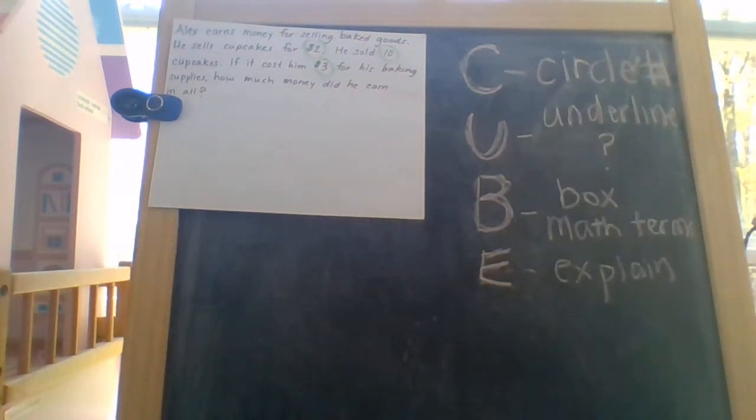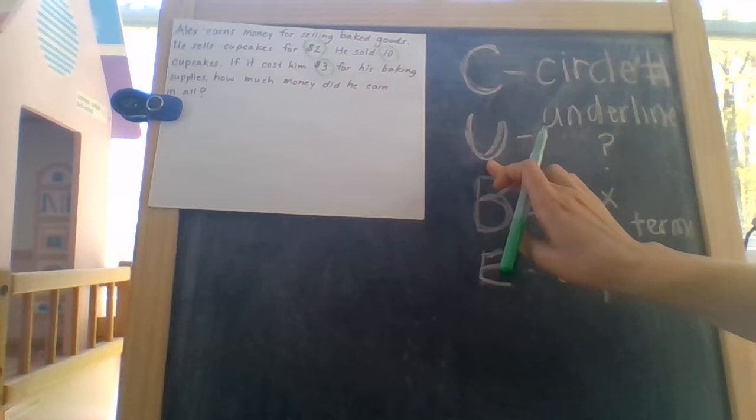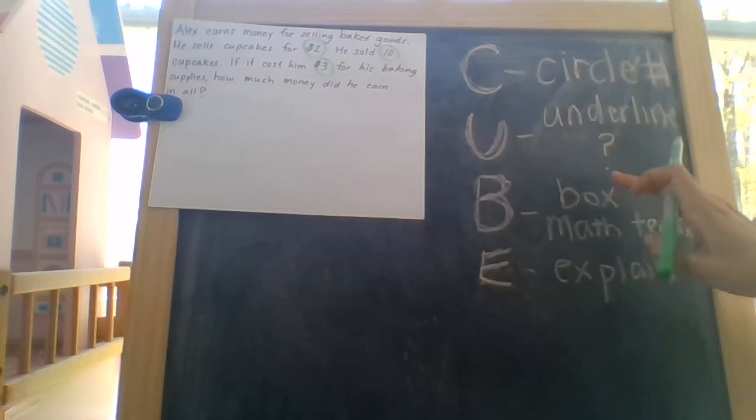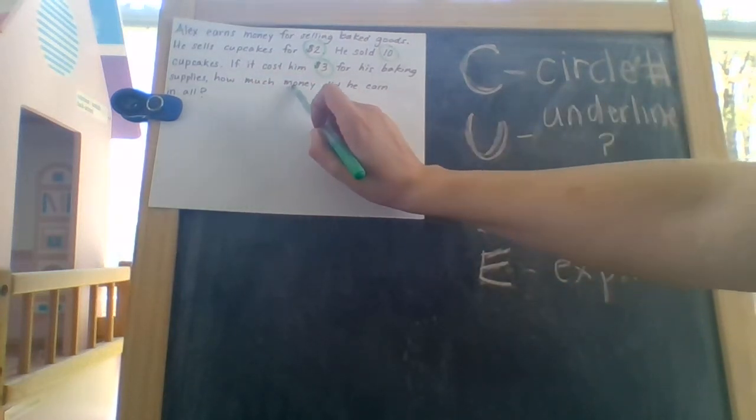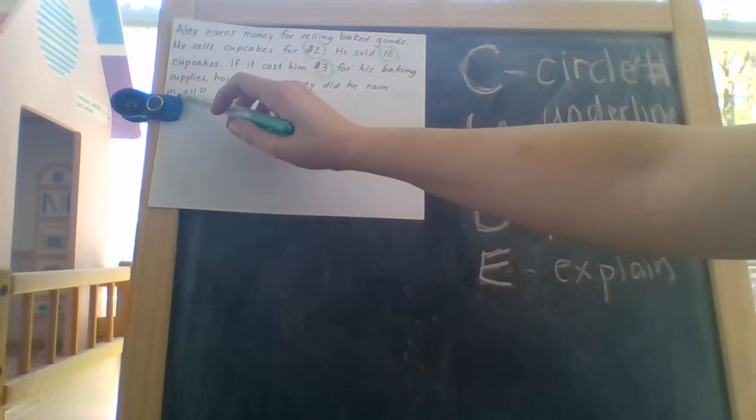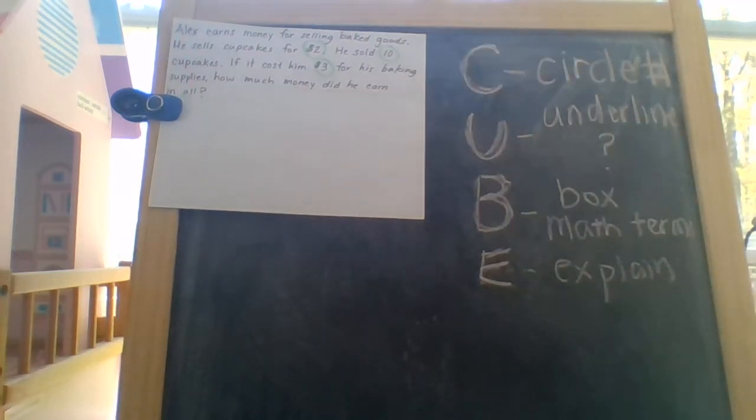Okay, I want to know the underlining part, the U. I want to underline the question. I want to know how much money did he earn in all? Okay, so the earned part, what he made, I have to take away what it cost him. So let's take a look at some math terms. I'm going to box them in.